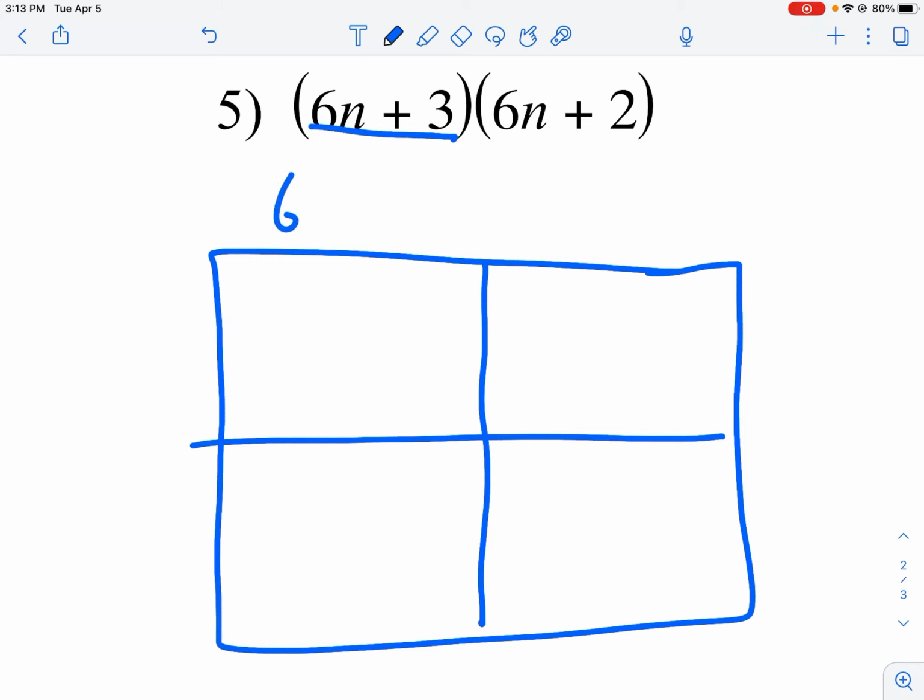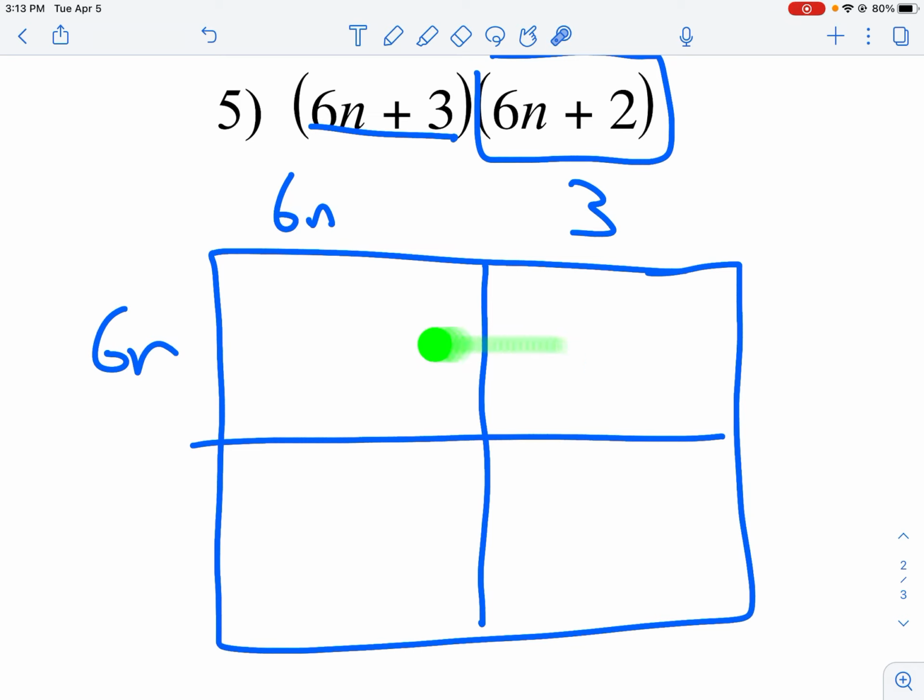Take your first term, so your 6n plus 3, and we are going to put the 6n above this column and the 3 above this column. And then we're going to take our second term, and we're going to put the 6n across this row and the 2 across this row. Now, the name of the game is you will multiply these 2 numbers to get the value in this box. You will multiply these 2 numbers to get the value in this box. These 2 numbers to get the value in this box, and these 2 values to get the value in this box.